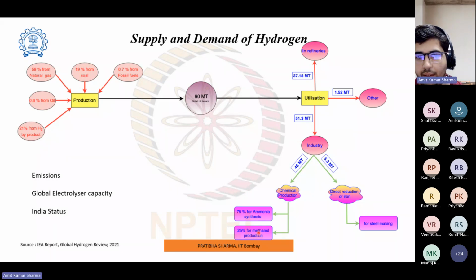For ammonia synthesis and methanol production, 75% is for ammonia synthesis. Ammonia is also used for hydrogen storage. Suppose you have excess hydrogen, you can store it in ammonia, and for later use, you can again produce hydrogen from the ammonia by ammonia cracking. So this is also used as storage. We will discuss it in our future class.